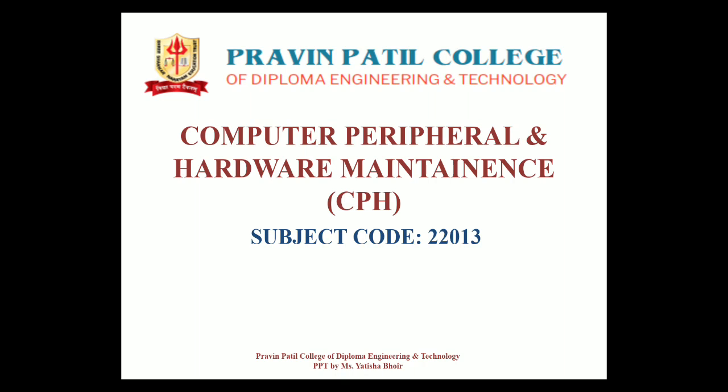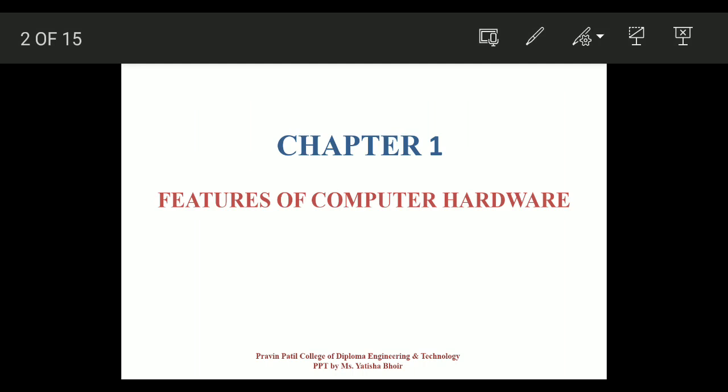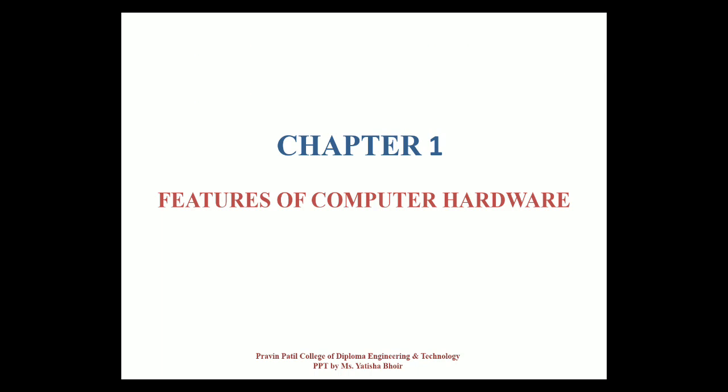Today we will start chapter 1 of CPH. The full form of CPH is Computer Peripheral and Hardware Maintenance. The subject code is 22013. The name of the first chapter is Features of Computer Hardware. In this chapter we will see what the different features of computer hardware are.